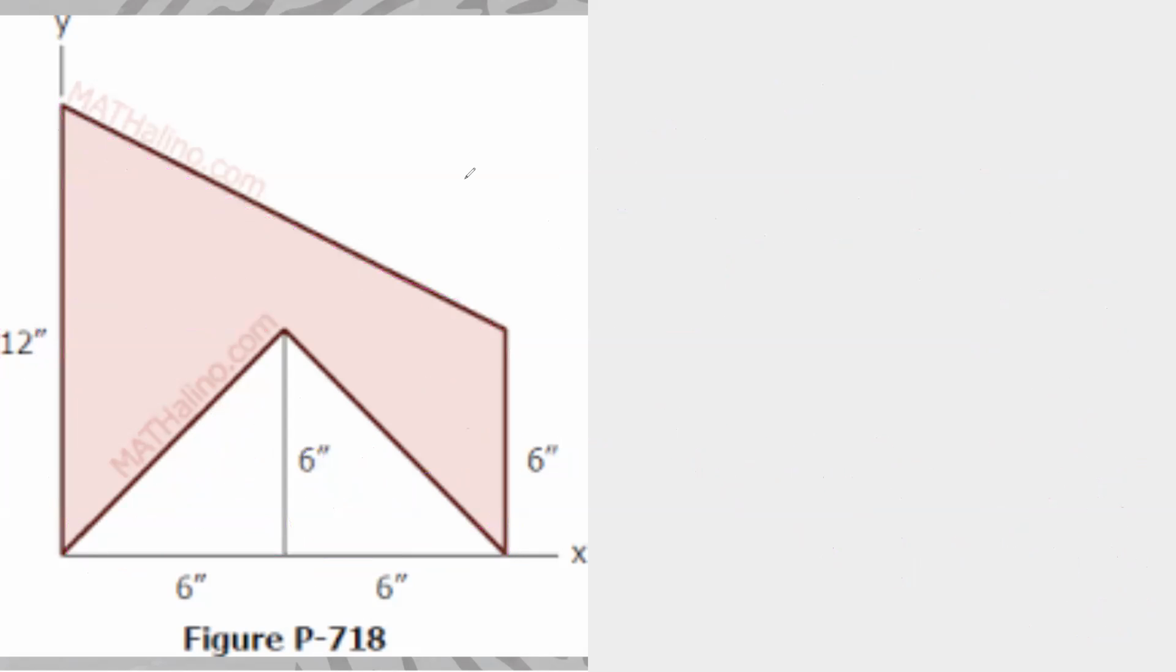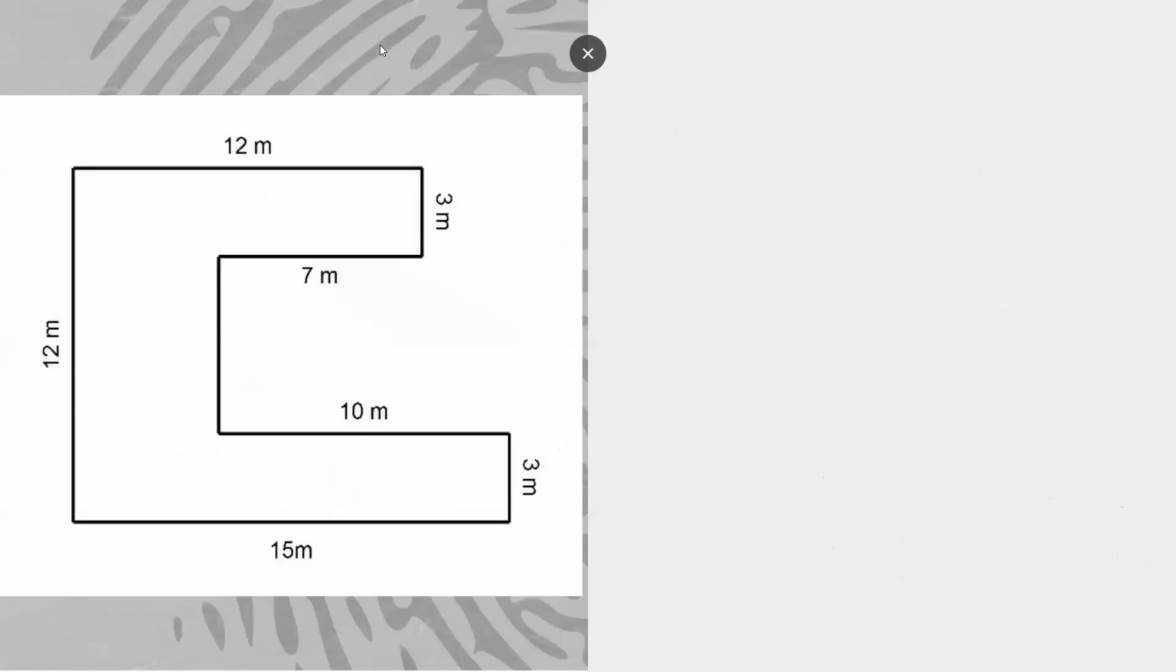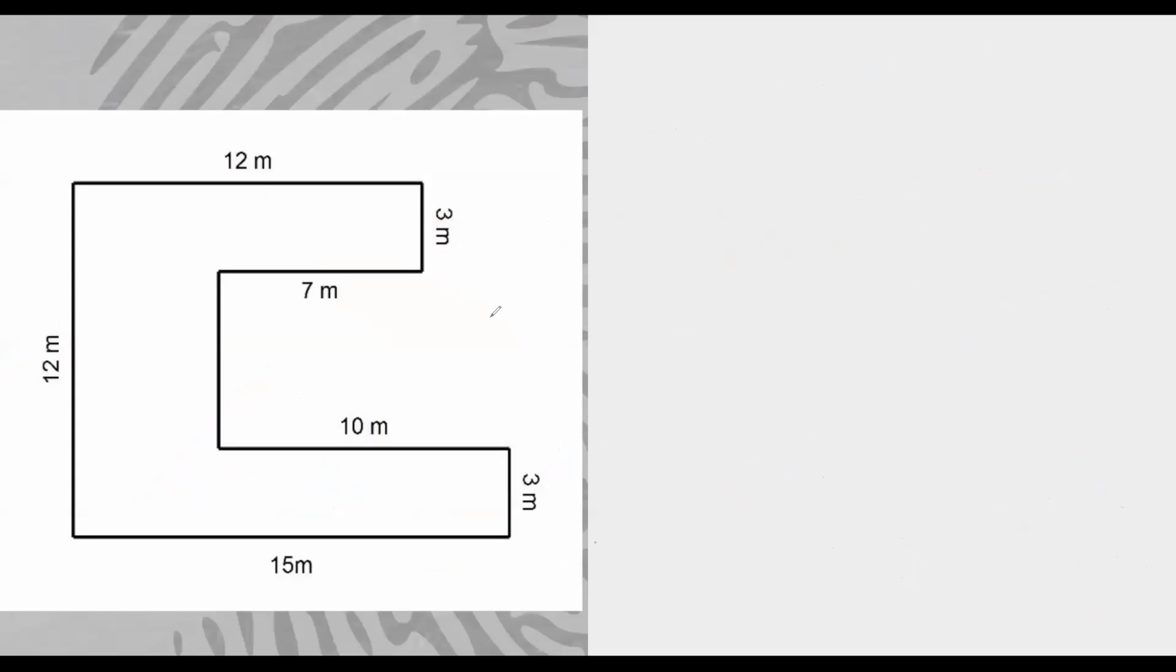Okay. And then looking at one last example. So I have a shape that looks like this. What I'm going to do is divide this into 3 different rectangles. And what I'm actually going to do is divide it right here and right here. But before I can do anything, I need to figure out the height and the base, or the length and the width of each one.